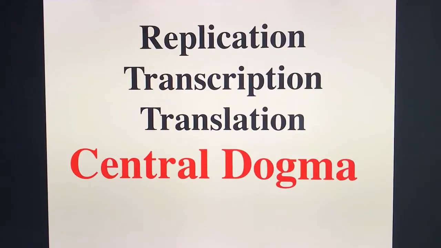Now, the central dogma demonstrates that the genetic flow of information would be replication first, then transcription, then we have translation. So replication, transcription, and translation. This is the central dogma.